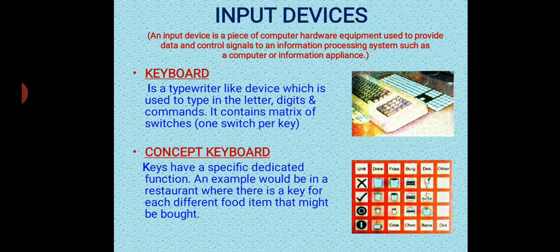Next is the concept keyboard. This keyboard we use for particular functions, meaning a particular key is used for a particular action. Suppose you want to get a print, then a print symbol will be there. Suppose you want to order food, then a food picture will be there on the key. This type of keyboard is called a concept keyboard, which is used for a specific function, not for all tasks. Normally it is used in restaurants for food items. You can order the food by pressing the keys in different hotels or restaurants.